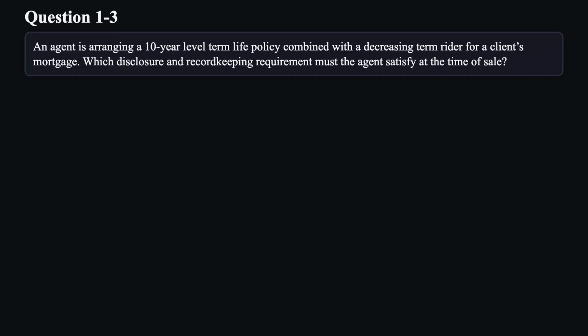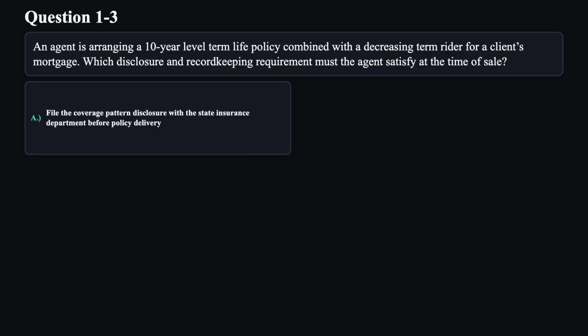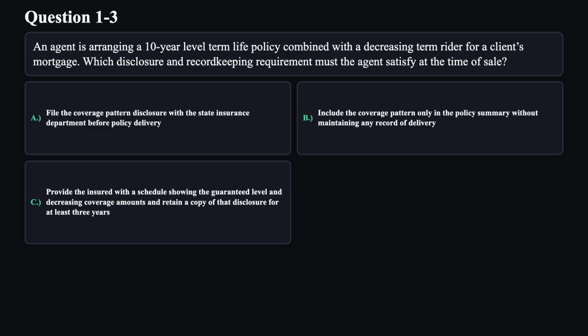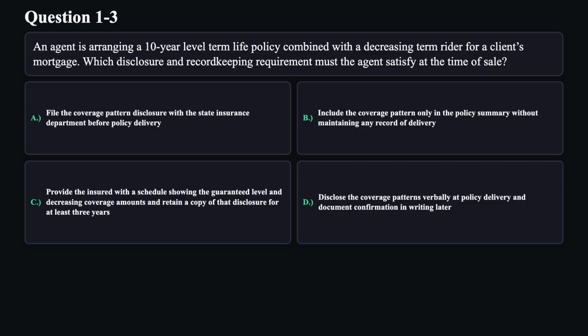Question 3. An agent is arranging a 10-year level term life policy combined with a decreasing term rider for a client's mortgage. Which disclosure and record-keeping requirement must the agent satisfy at the time of sale? A. File the coverage pattern disclosure with the state insurance department before policy delivery. B. Include the coverage pattern only in the policy summary without maintaining any record of delivery. C. Provide the insured with a schedule showing the guaranteed level and decreasing coverage amounts, and retain a copy of that disclosure for at least 3 years. D. Disclose the coverage patterns verbally at policy delivery and document confirmation in writing later.